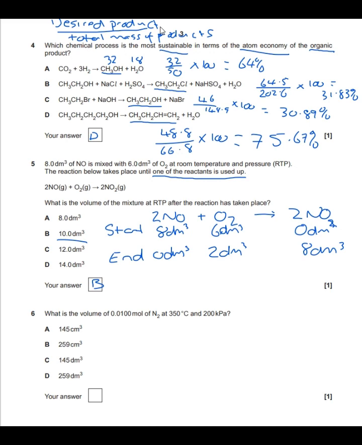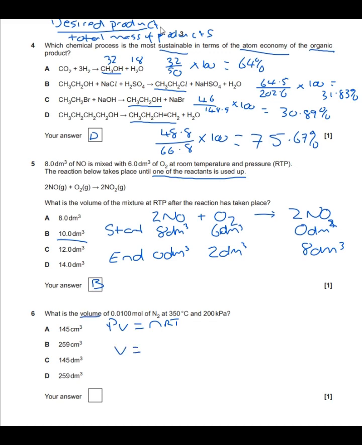Question 6. What is the volume of 0.01 moles of nitrogen at 350 degrees Celsius and 200 kilopascals? So this is going to be our ideal gas equation. So we've got a bit of working out to do here. So this is the equation to start. First thing I'm going to do is to rearrange it to get our focus, which is our volume.